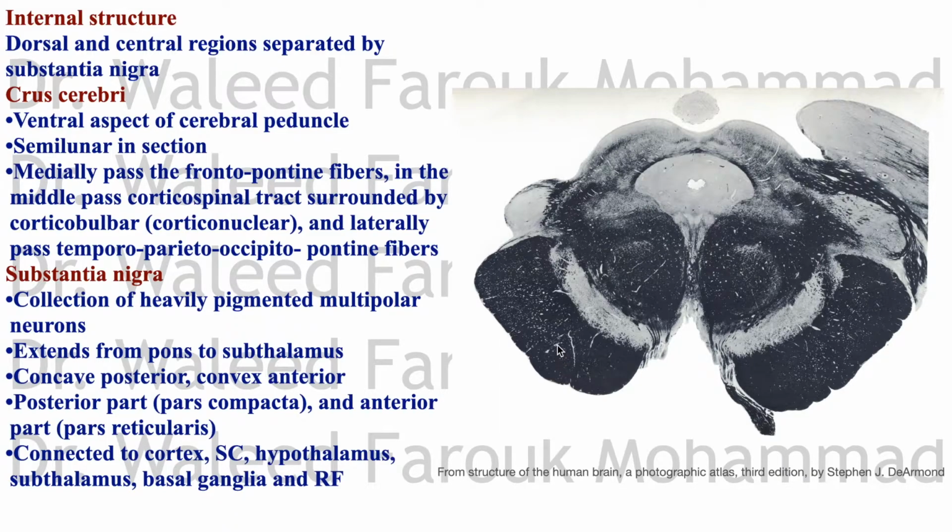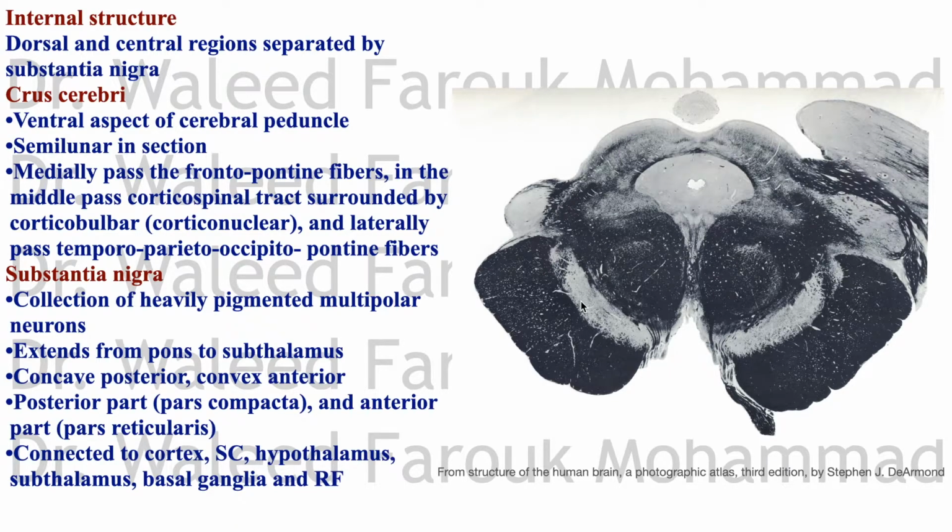tract. Substantia nigra is this region. This is the substantia nigra. It's a collection of multipolar neurons which are heavily pigmented. That's why it's called substantia nigra, because in fresh specimens it's dark in color.